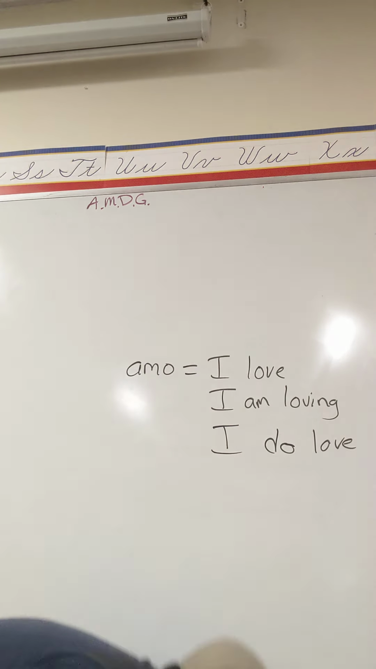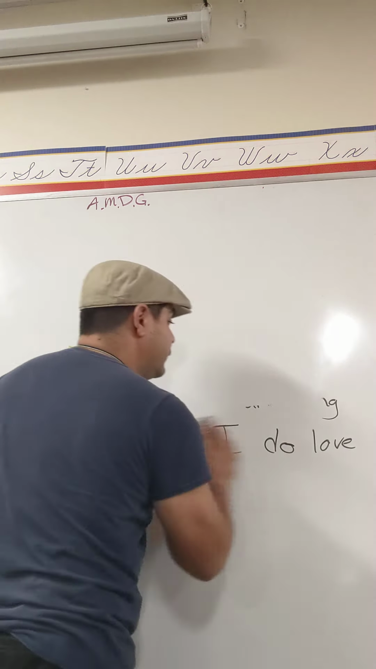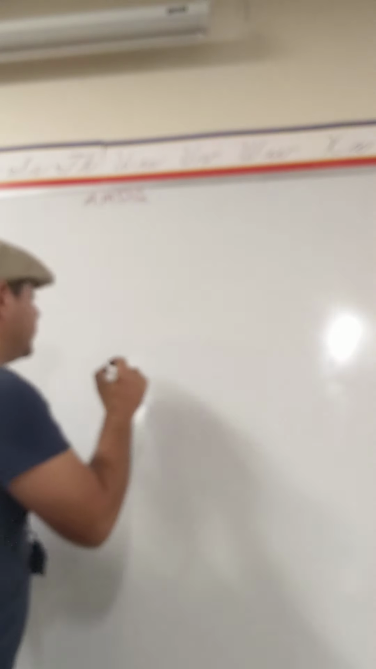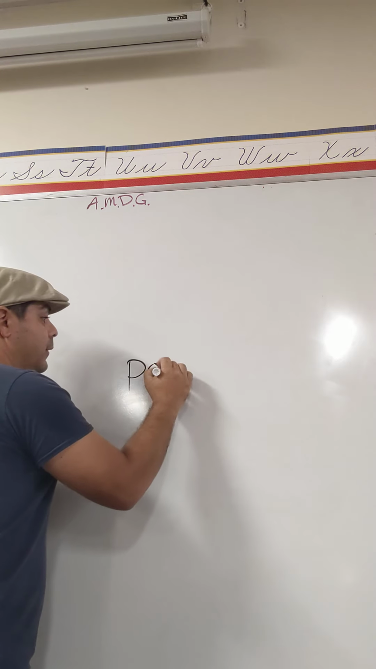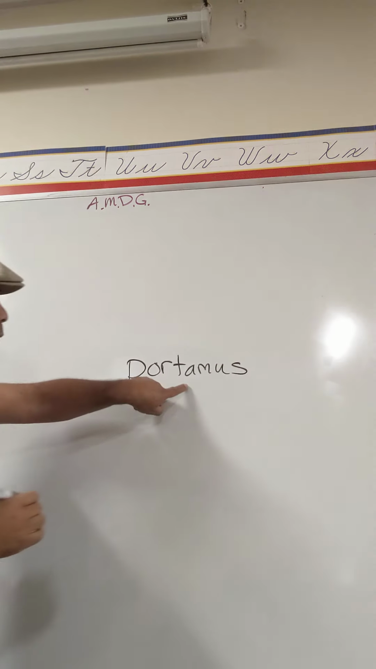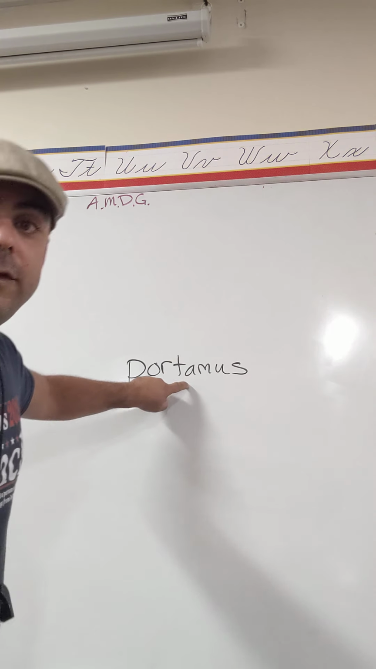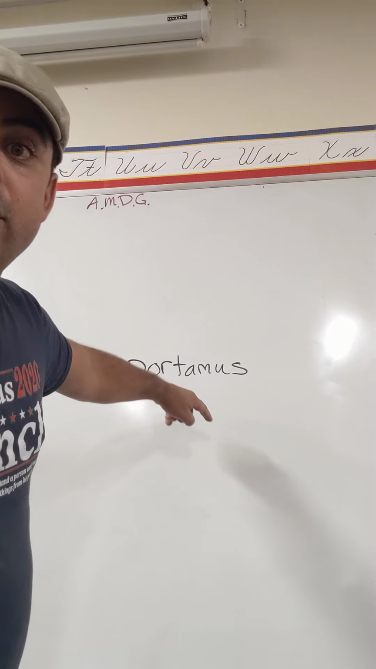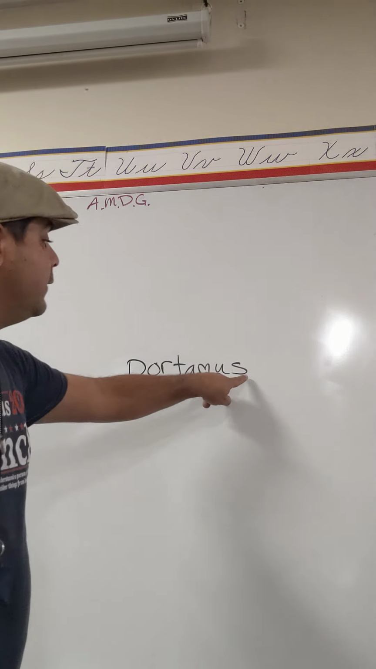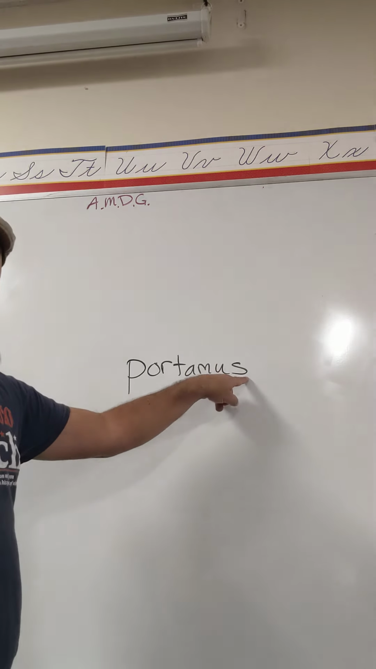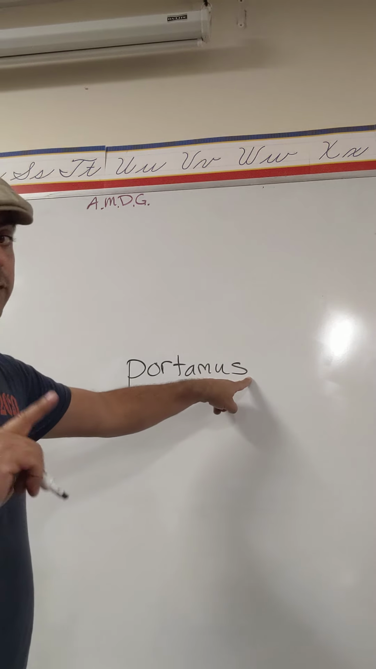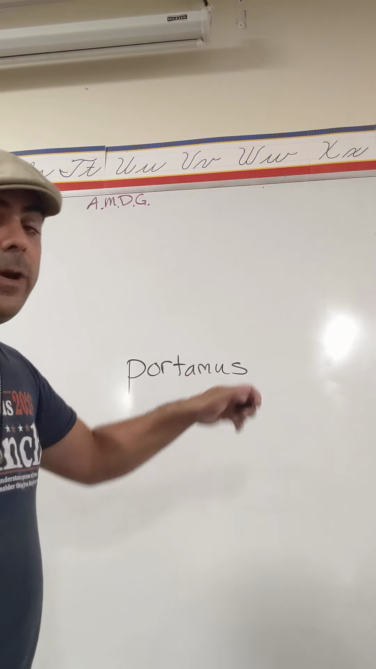So let me give you another example using a different one. So let's go with portamus. Okay. So how would I translate this? Well, we have porta, the stem, which if you look on page 10, you'll see that means I carry, right? And this ends in mus, which is the first person plural. And first person plural means we.